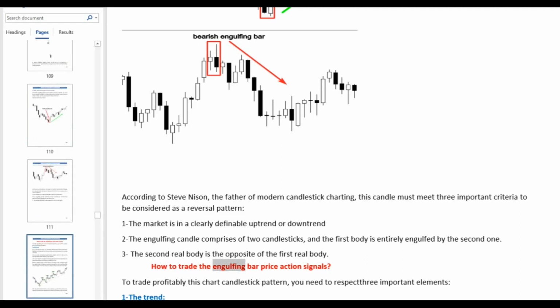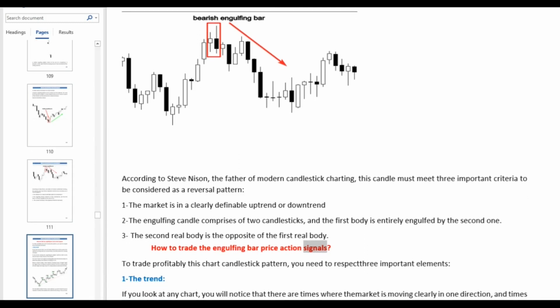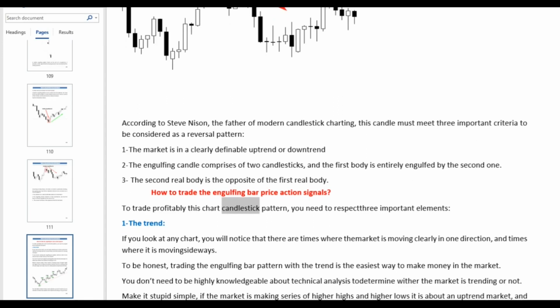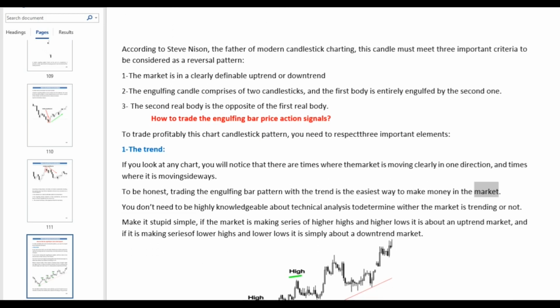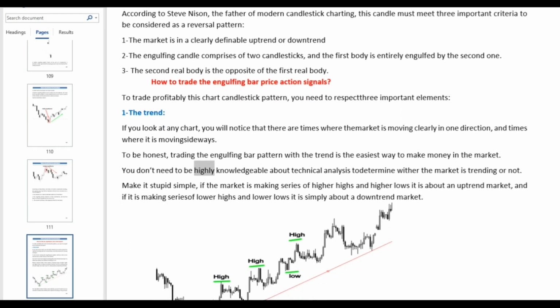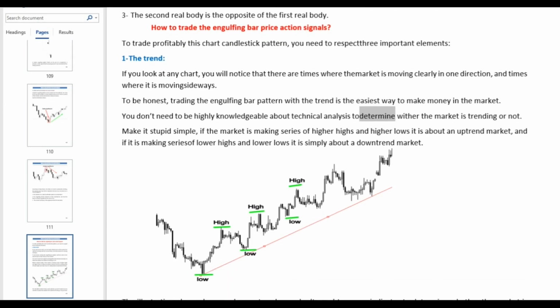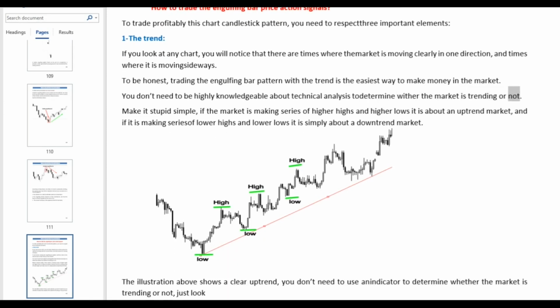How to trade the engulfing bar price action signals. To trade this candlestick pattern profitably, you need to respect three important elements. The trend. If you look at any chart, you will notice that there are times where the market is moving clearly in one direction, and times where it is moving sideways. To be honest, trading the engulfing bar pattern with the trend is the easiest way to make money in the market. You don't need to be highly knowledgeable about technical analysis to determine whether the market is trending or not.